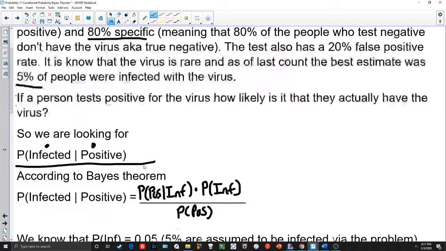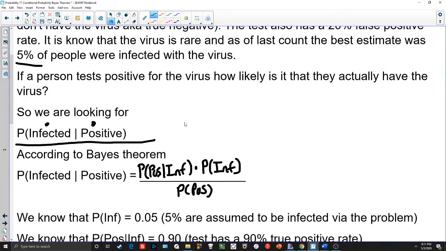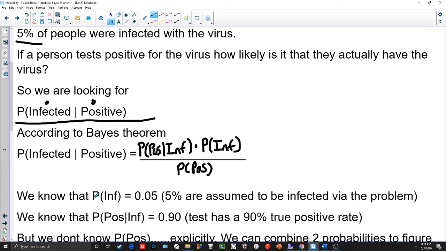So according to Bayes' theorem, the probability of this happening is the probability that we test positive given that we're infected, so the reverse. If we assume we're infected, how likely is it that we test positive, times the chance of us actually being infected, divided by the chance of us actually testing positive. Now, the problem is that we know some of this, but not all of it directly. We know that the chance that we're infected is about 5%, because 5% of the population is assumed to be infected. So if we are infected, we're going to count ourselves among that 5%. So the infection proportion is 5%, so this right here is 0.05.